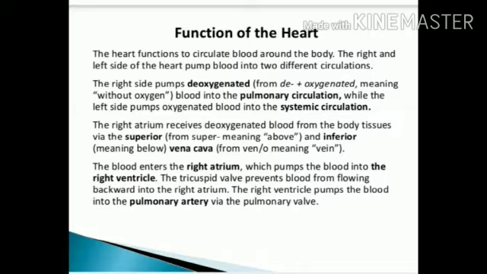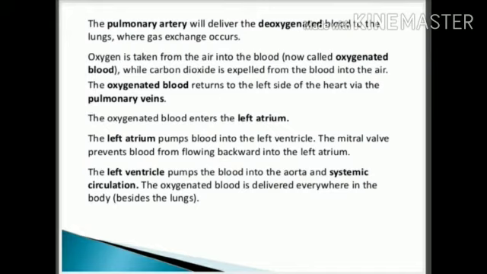The blood enters the right atrium, which pumps the blood into the right ventricle. The tricuspid valve prevents blood from flowing backward into the right atrium. The right ventricle pumps the blood into the pulmonary artery via the pulmonary valve. The pulmonary artery will deliver the deoxygenated blood to the lungs where gas exchange occurs. Now oxygen is taken from the air into the blood, now called oxygenated blood, while carbon dioxide is expelled from the blood into the air.